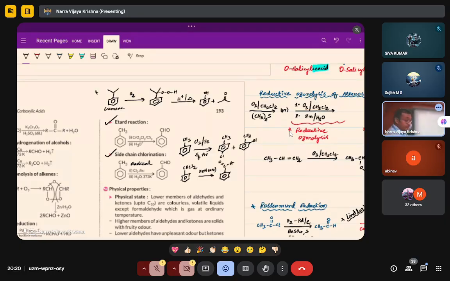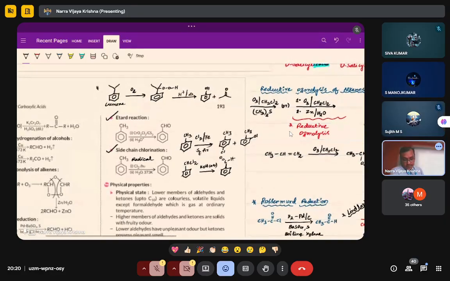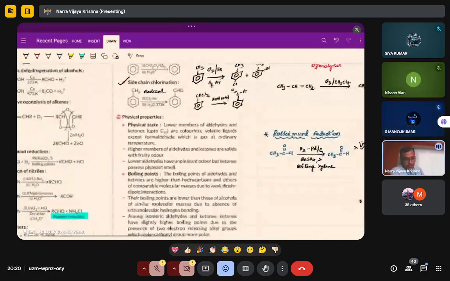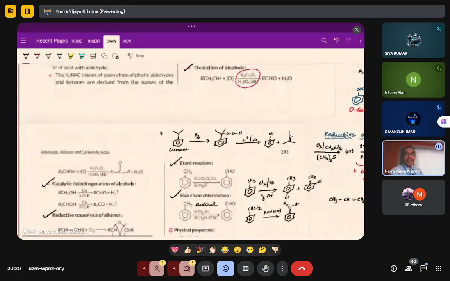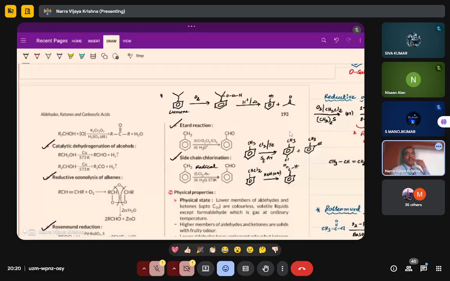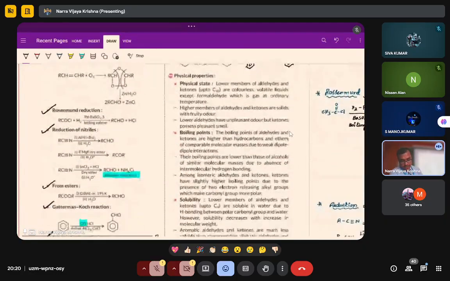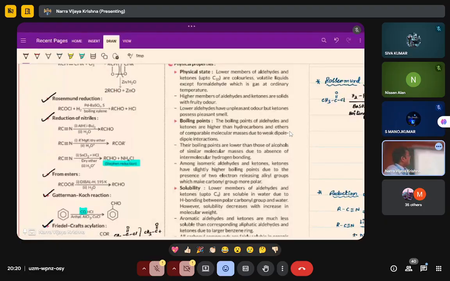Any questions on that? Respond. Do you have any questions? No, sir. So we are done with all preparation methods of aldehydes and ketones as per your NCERT. Now coming to physical properties, it is just theory, just read it once.